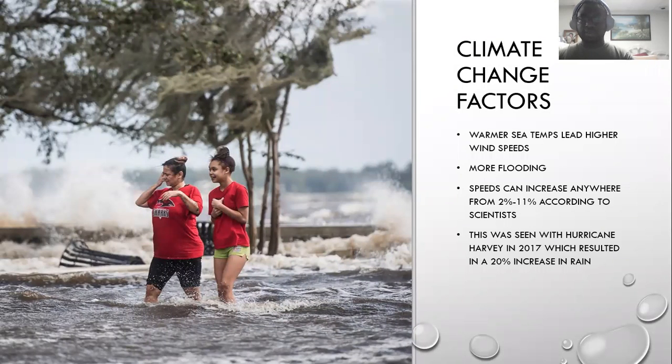There are different factors fueling these hurricanes, such as warmer sea temps, which lead to stronger storm surges, which lead to more flooding. And these can increase the wind speed anywhere from 2% to 11%, which can cause more wind damage and injure or probably kill more people. A good example of this was Hurricane Harvey in 2017, which saw an increased rain of 20% from that hurricane alone.